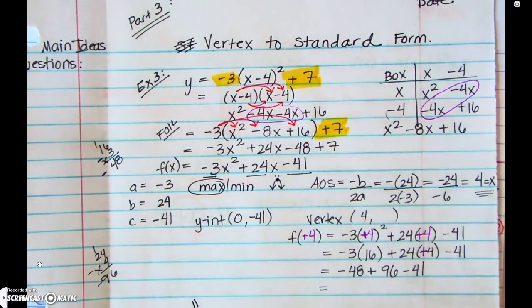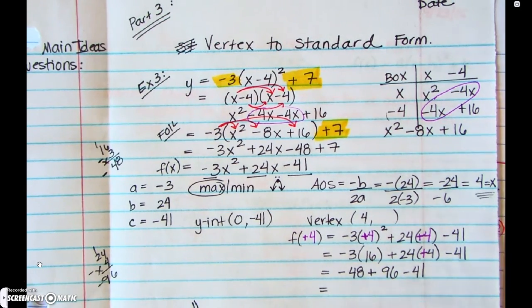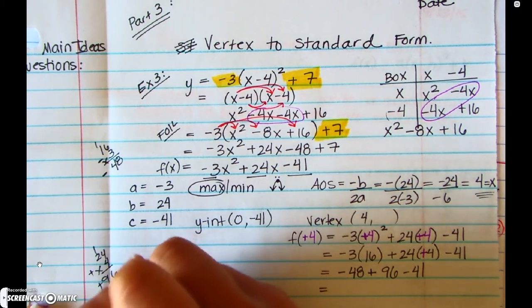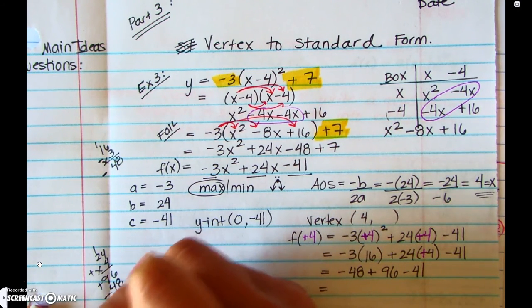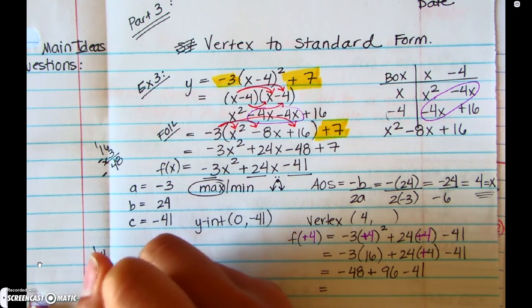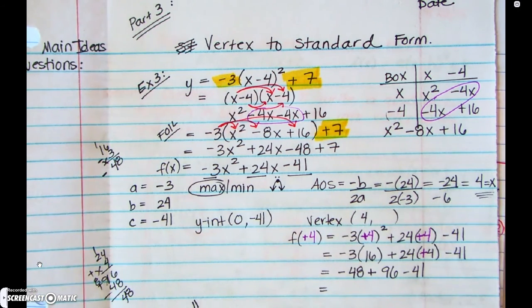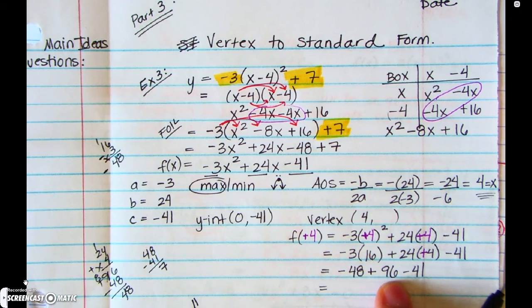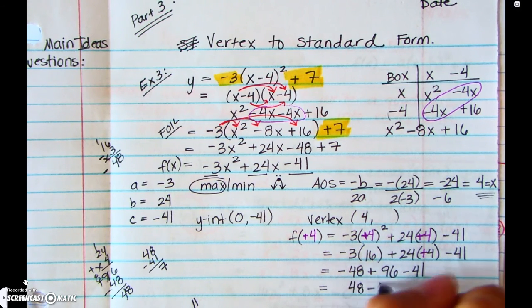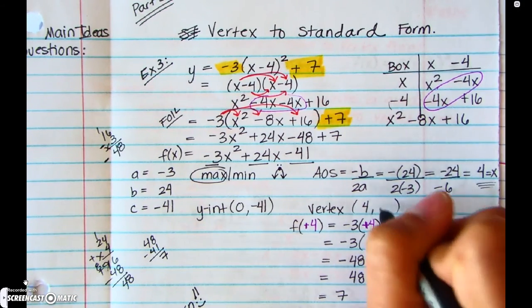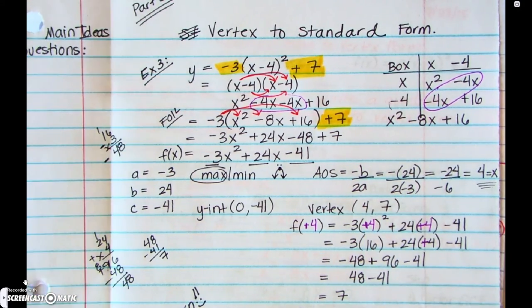Okay, and to finish it off, -48 plus 96, I'm going to subtract 48 from 96, sorry, which gives us 48. So -48 plus 96 is the same thing as subtracting 48 from 96, which just leaves us +48 minus 41 is equal to a +7. So your vertex is 4, 7. Yay! So now we're finished.